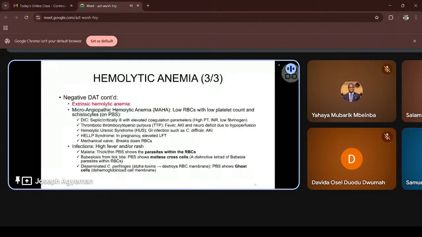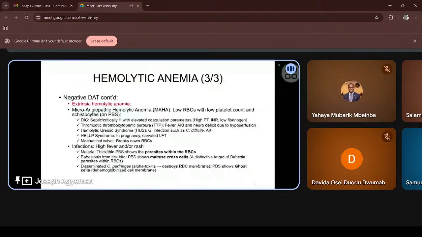So the extrinsic non-autoimmune hemolytic anemias could be either a MAHA issue. MAHA means one of the problems that give rise to microangiopathic hemolytic anemias, or an infection. Now, let's look at the MAHAs.